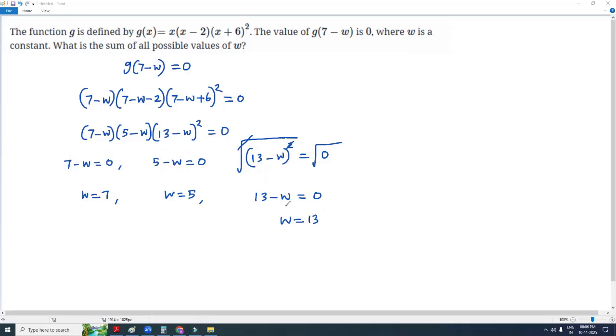I got three possible values for w: 7, 5, and 13. And our aim is to get the sum of all possible values of w. So we have to add these three values of w, that is 7 + 5 + 13. When I add these three values, I get 25. Therefore, the sum of all possible values of w is 25.